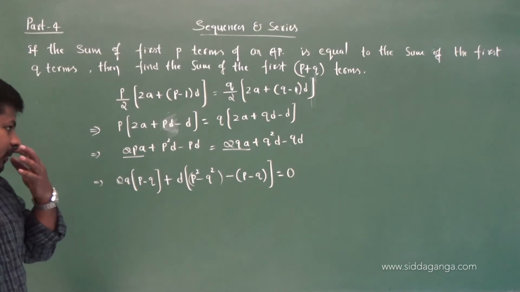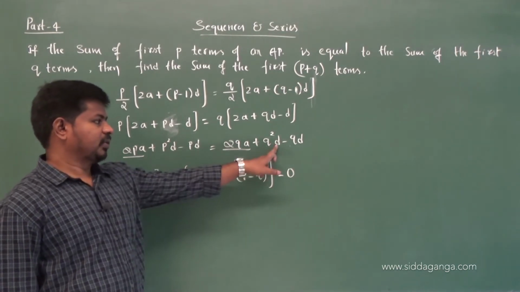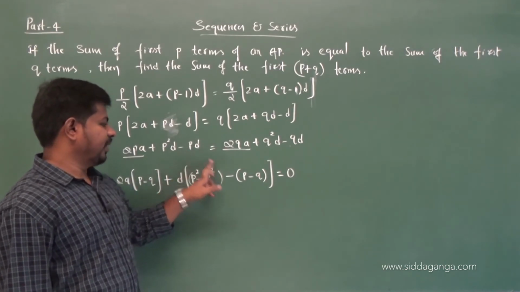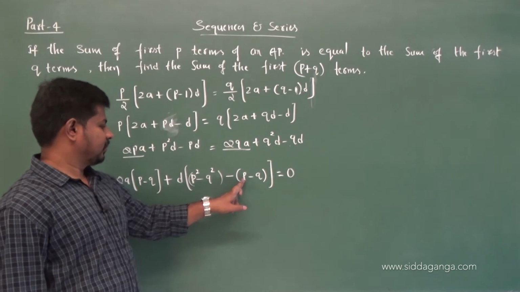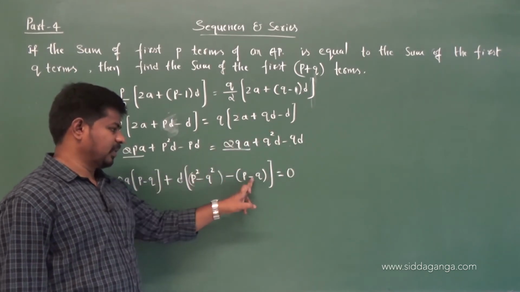Hope you got it, students. d taken outside, q square, this q square taken to the left side becomes negative q square. So, minus of pd. So, minus p into d taken outside. So, if you take q to the left side it becomes plus, so minus into minus plus qd.